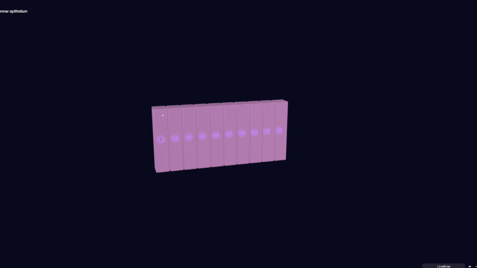Now here you can see that these are the tall columnar epithelial cells and they are tightly adherent to their neighbors like this. And here you can see that there is just a single layer in this plane. There is just a single layer of these cells. So this type of epithelium is simple columnar epithelium.